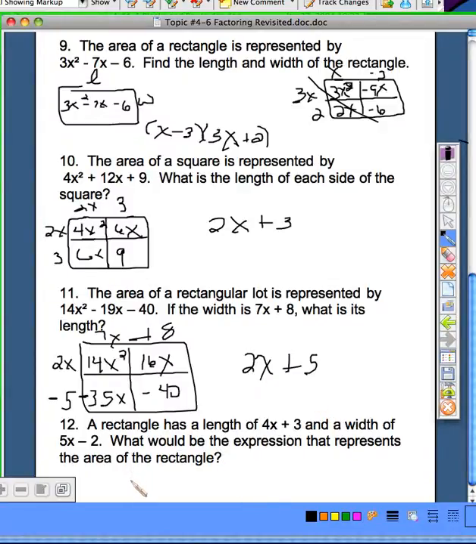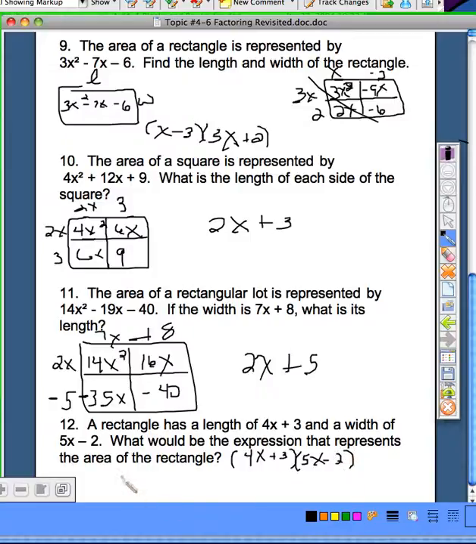Okay, now I'm going to move this up a little bit if I can. Well, it doesn't look like it's going to let me move it up. So it gives me the length and width, and we have to find the area. So what are we going to do? We're going to multiply these two. You multiply length times width to get area. So we have 4x plus 3 times 5x minus 2.